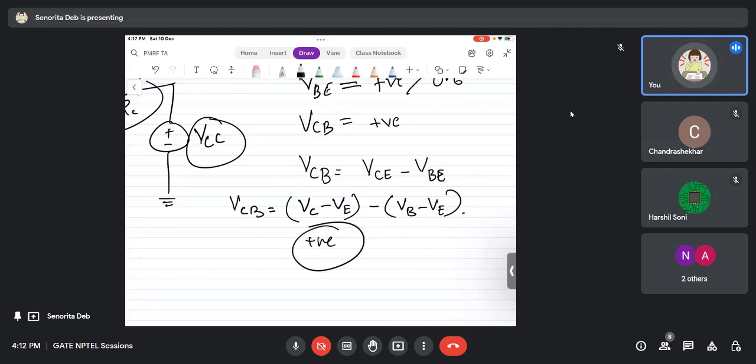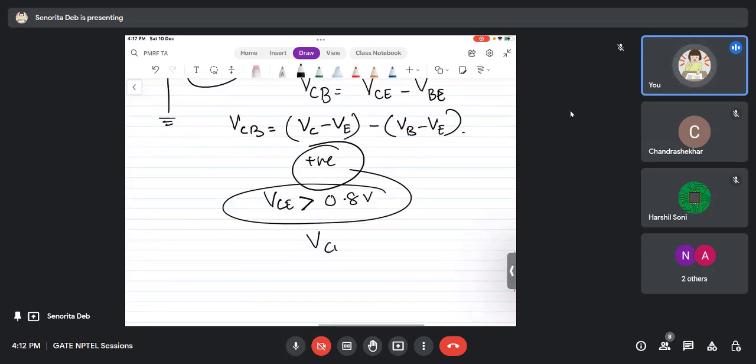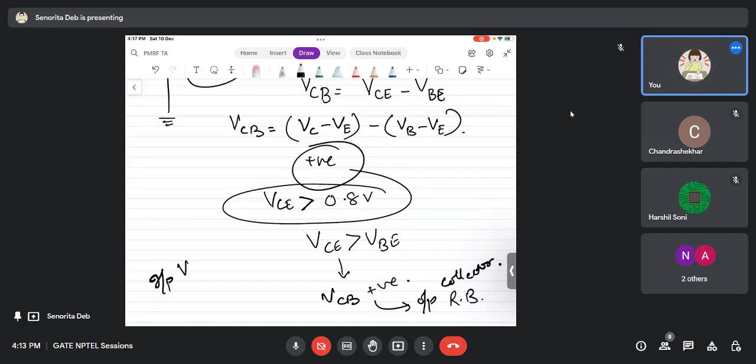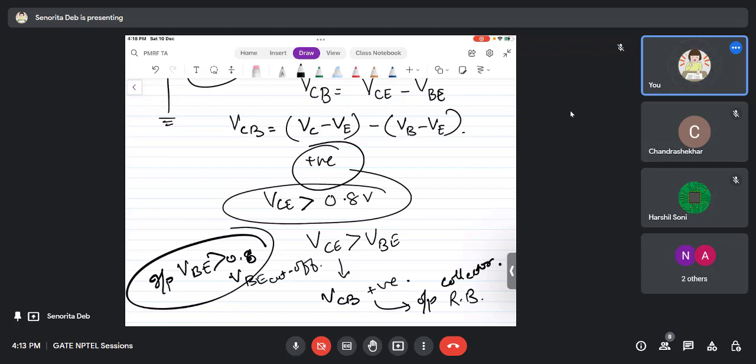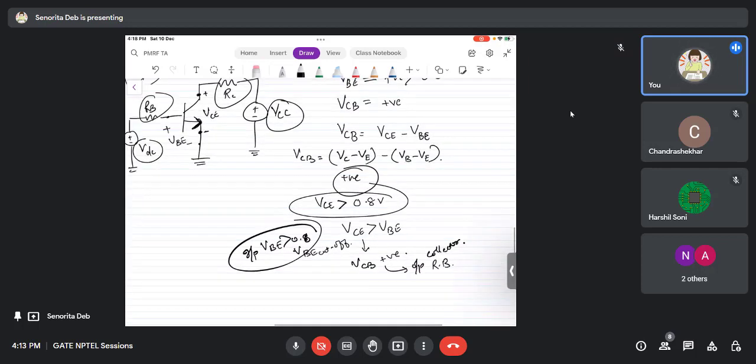Okay, so VCE has to be normally a voltage which should be greater than 0.8 volts for it to be in the active region. You understood? VCE has to be greater than VBE, and only in this case VCB will be positive and your output will be reverse biased. Output collector is reverse biased, right? And the input VBE has to be greater than 0.8 anyways, 0.6 or whatever the VBE cutoff is. Is this clear? So this was a quick thing on region of operation.